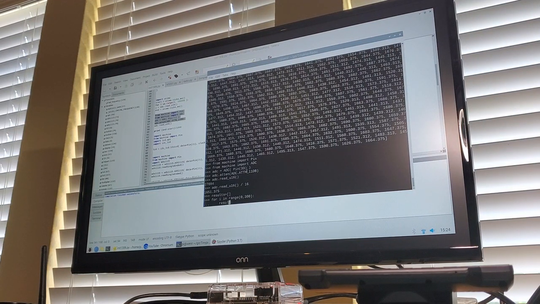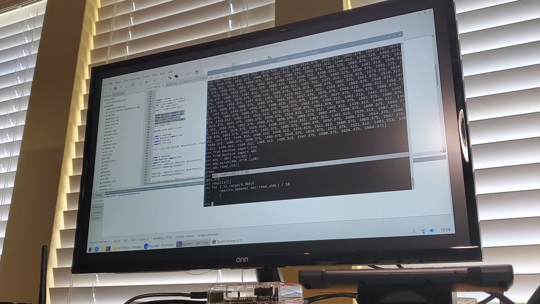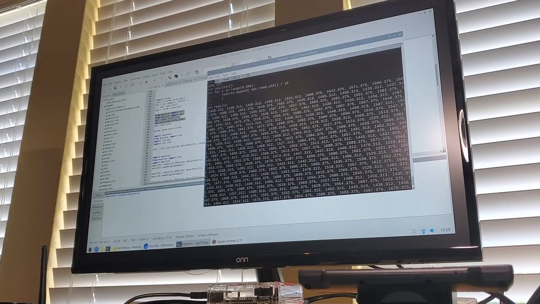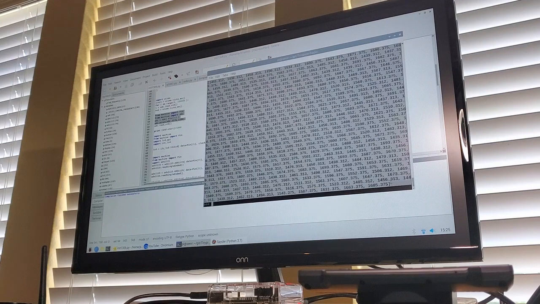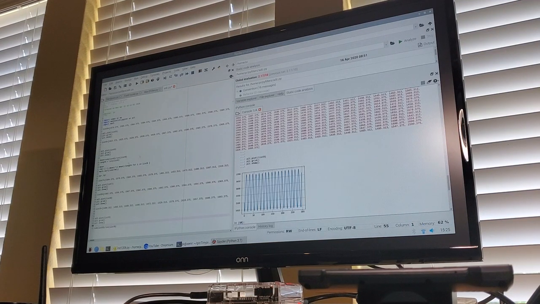So results.append(ADC.read_u16() / 16). Oops. There we go. The results are now in there. So what I can do is cut and paste these results. Bear with me, I'm doing this all in real time here. I've got Spyder running here. Bear with me. That's not Spyder. This is Spyder. So I've got Spyder running here.